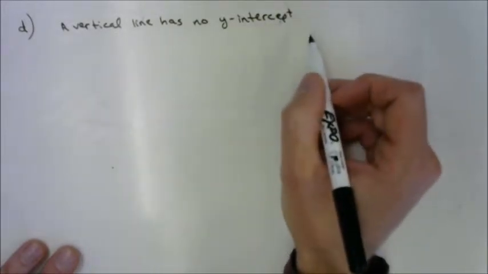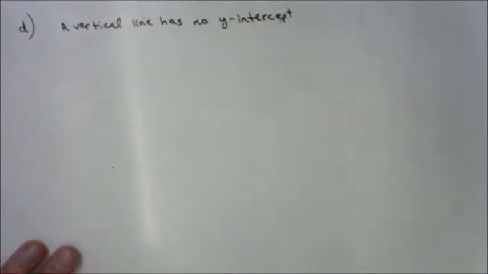What if the vertical line was right on x equals 0? Then it would be on the axis everywhere, so there would be infinite y-intercepts. It would never cross the axis otherwise.